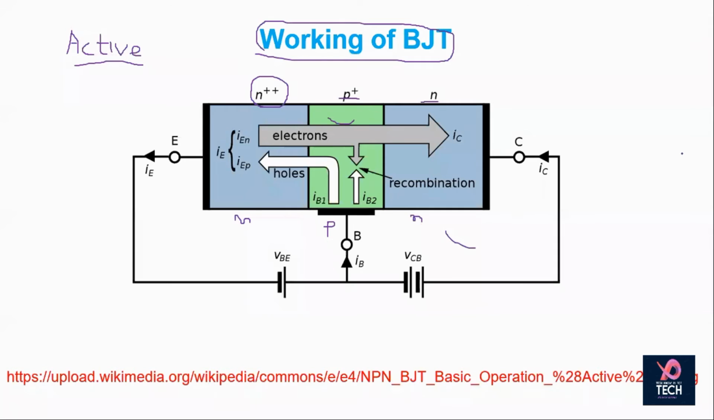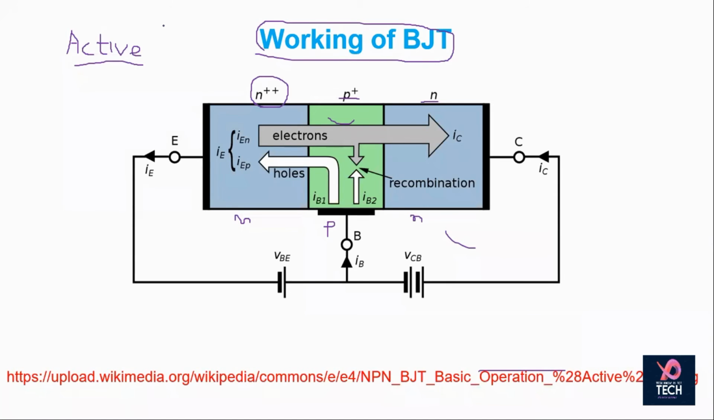Here you can see we are operating this particular transistor in active mode. Active mode means the emitter-base junction will be forward biased. So this is your PN junction. In this, positive is connected to P and negative is connected to N. That means this junction is forward biased. Similarly, when you focus here, we want this particular junction to be reverse biased. So negative will be applied to the P and positive will be applied to the N. Now this junction is reverse biased.